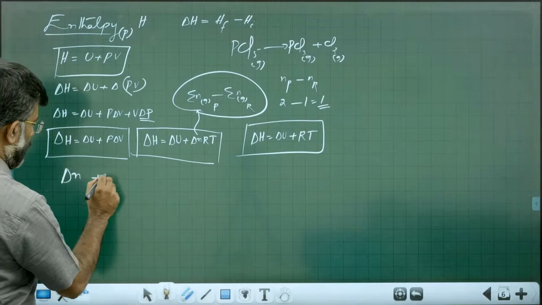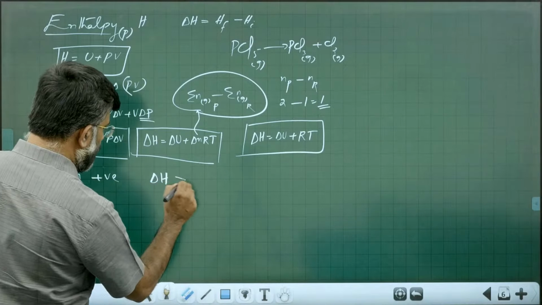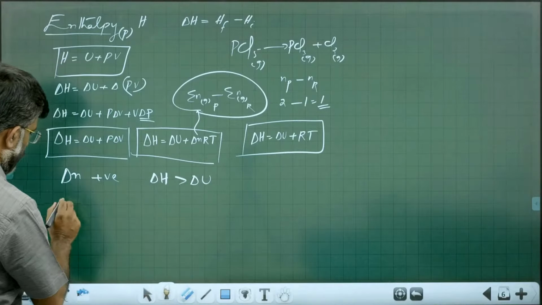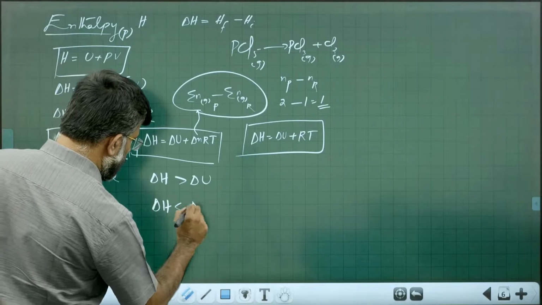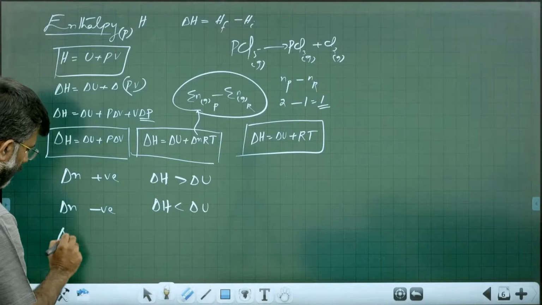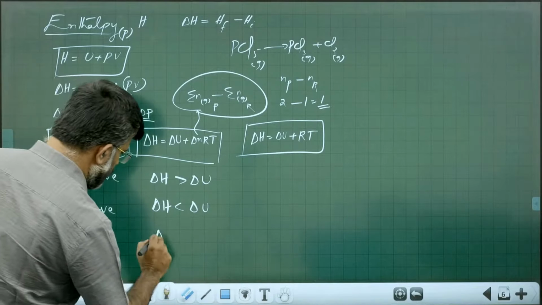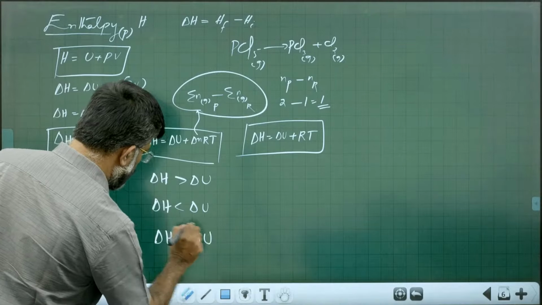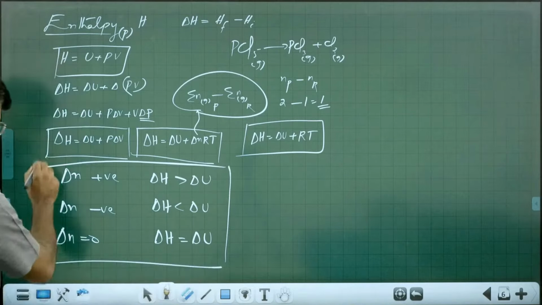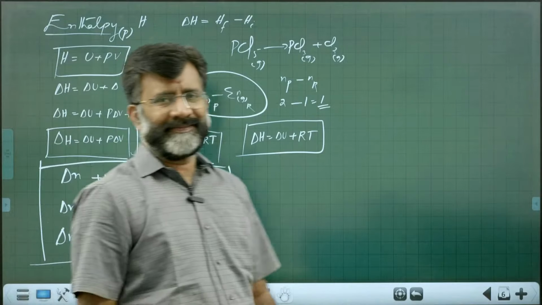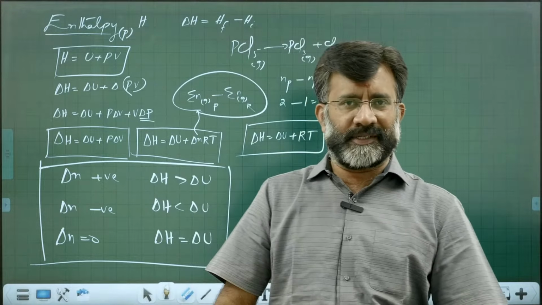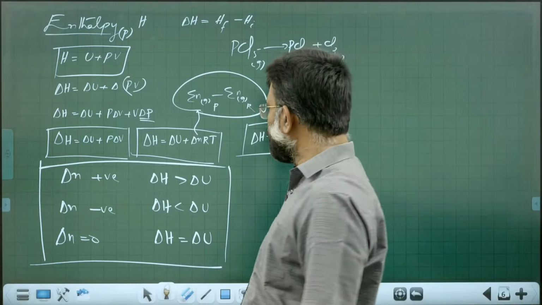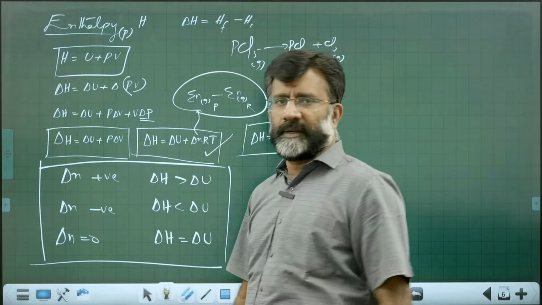Suppose delta n is positive, then delta H is greater than delta U. Suppose delta n is negative, then delta H is less than delta U. And when delta n is equal to 0, delta H is equal to delta U. Very, very important application. Many times we encounter questions based on that. And this formula is very, very important.